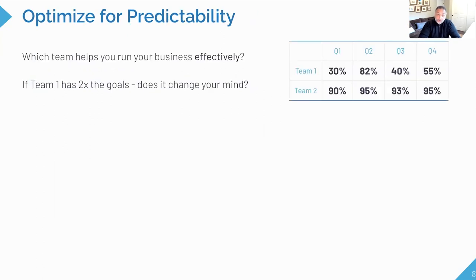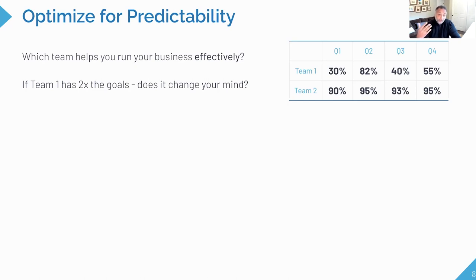So imagine there are two teams. The first team shows you how many OKRs that they get done in this table. And you can see team two gets a larger percentage of their OKRs completed every quarter. And remember, you as a product manager have to plan the budget, assign resources, update customers and partners on timing. You have to time launches. You have to line up PR and press and marketing and legal reviews. So which of these two teams do you think would help you run your business effectively?